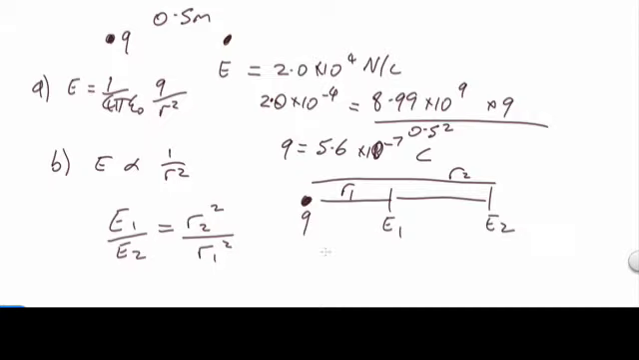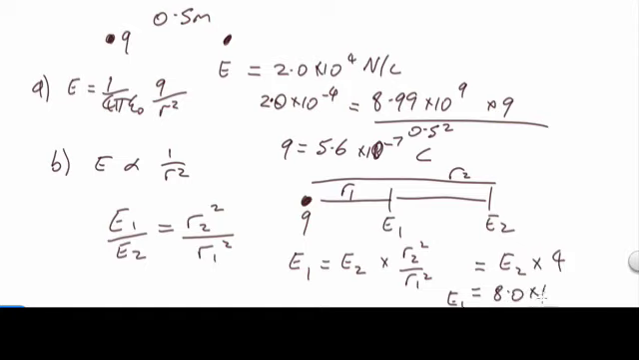So we want the electric field at the shorter distance. So that will just equal the electric field at the bigger distance times R2 squared over R1 squared. Now we know that R1 is half of R2. So R2 over R1 is 2. We square that, it's 4. So it's just E2 times 4. So at half the distance, the electric field will be 4 times as strong, and that would make it 8 by 10 to the 4 newtons per coulomb.